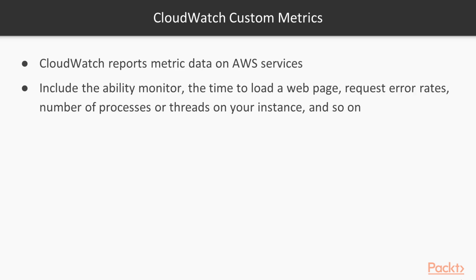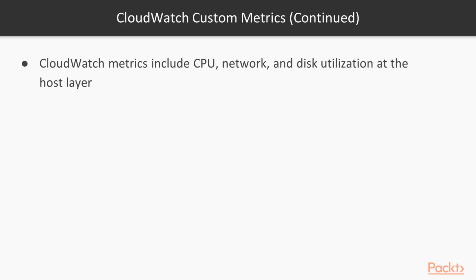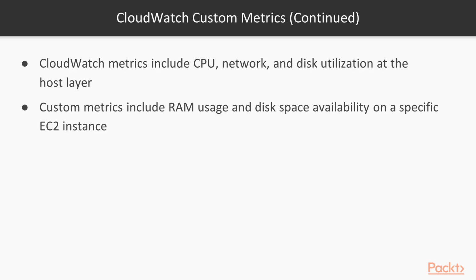These can include the ability to monitor the time to load a web page, request error rates, number of processes or threads on your instances. You can publish your own metrics to CloudWatch using the command line interface or an API. So let's take a look at an example. With regards to EC2 monitoring, standard CloudWatch metric will include CPU, network, and disk utilization at the host layer. However, you can also set up custom metrics to include the monitoring of RAM usage as well as disk space availability on a specific EC2 instance.